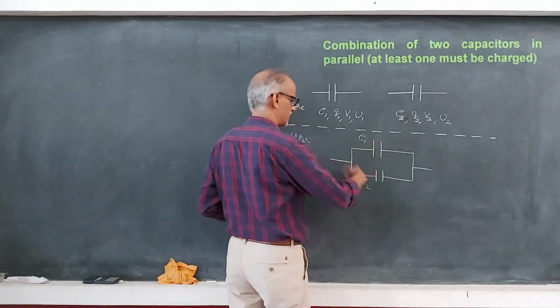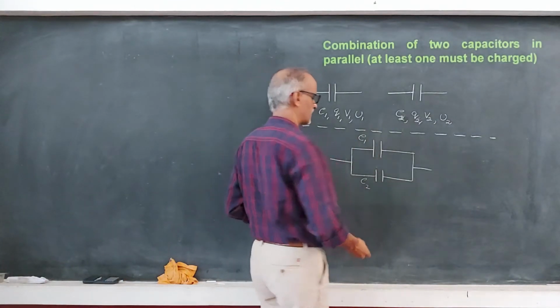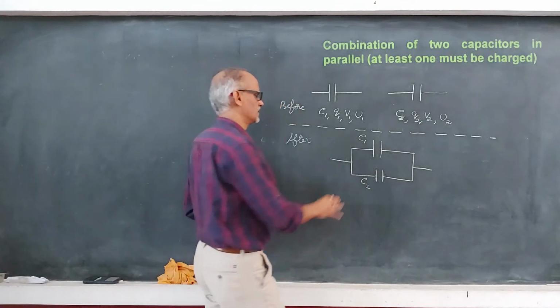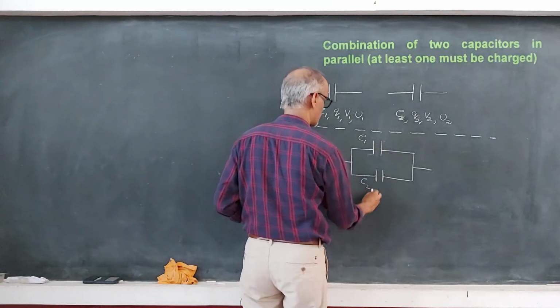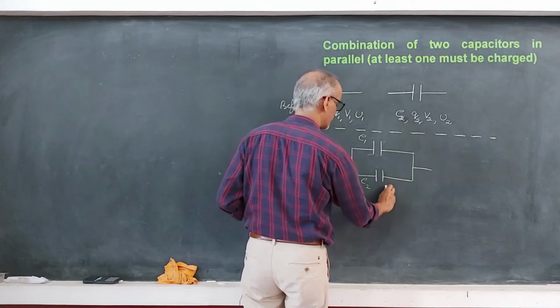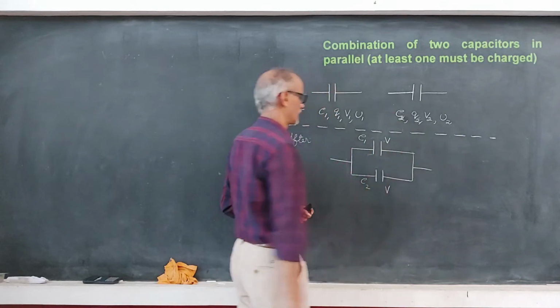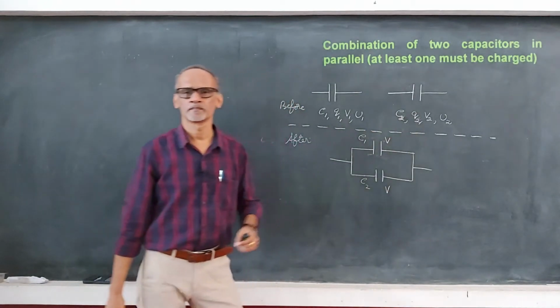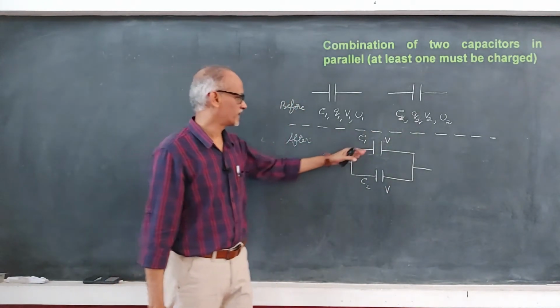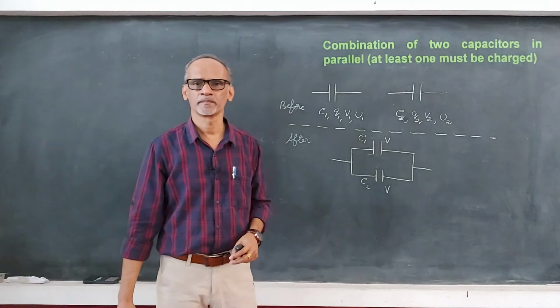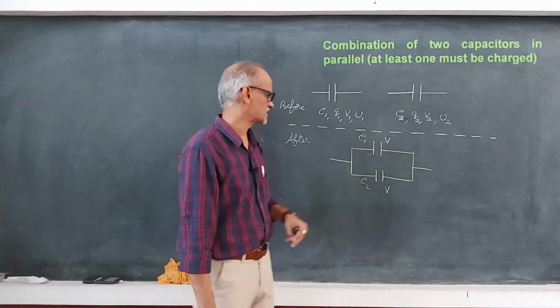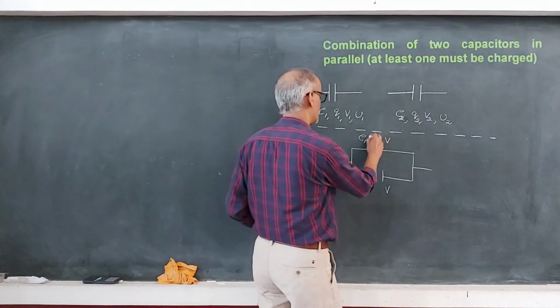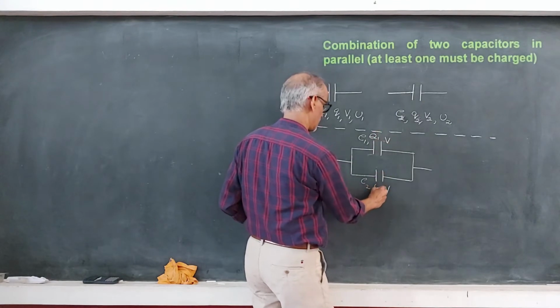But since they are connected in parallel, the potential difference is the same. So that's why the potential difference across these two becomes V. So it was V1 and V2, now it becomes V. Now how does it become V? The moment they are connected in parallel, the charges will flow from one capacitor to the other capacitor, so that the new charge will be Q1 and Q2.